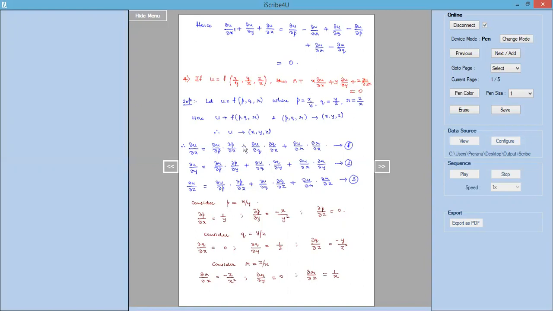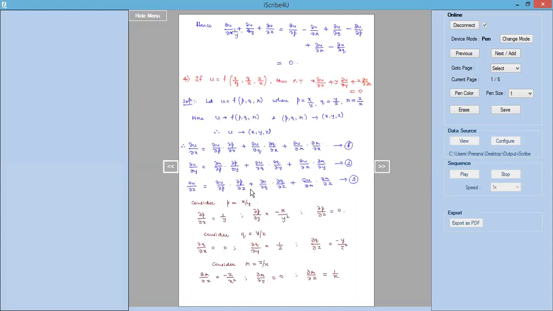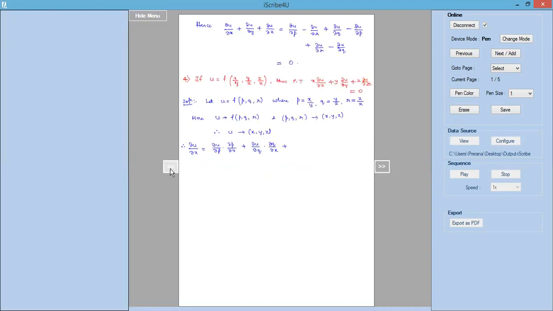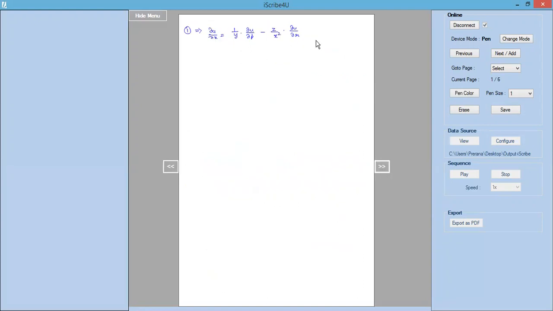So we have (1/y) ∂u/∂p. Since the middle term is 0, because ∂q/∂x is 0, we have the substitution for ∂r/∂x as minus z/x². So we need to write minus z/x² into ∂u/∂r. So that's how we get the first equation.